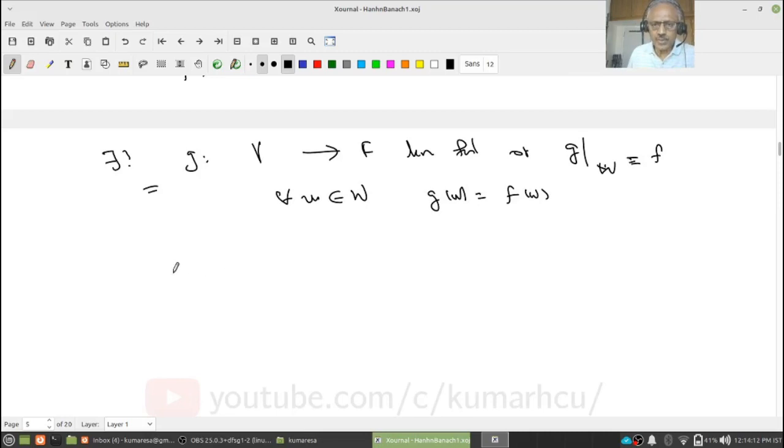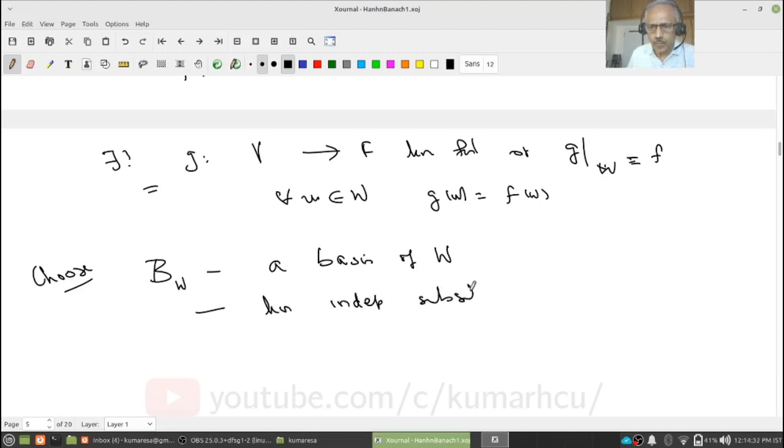So what do we do? Let us look at W. Choose a basis, some basis B_W of W. This is a linearly independent subset of V. So there exists a basis B of V such that B_W is contained in B. This is proved by Zorn's lemma.